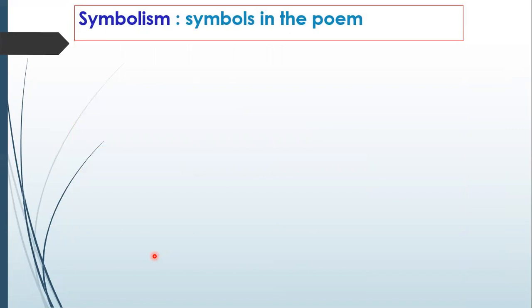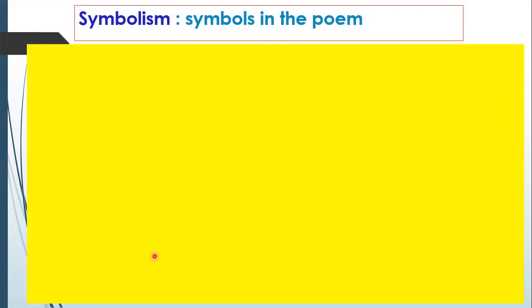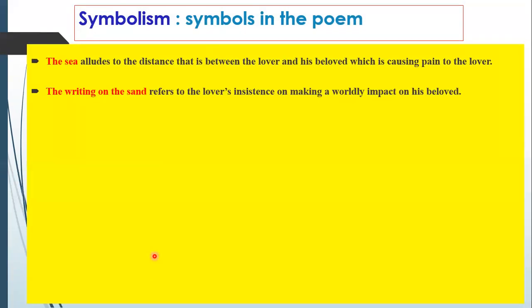And then symbolism. The poet used many symbols in the poem, as we will see here. So first, the sea can be a symbol that represents the distance between the lover and his beloved, which causes pain to the lover. So here the distance is just breaking the bridges between them. The writing on the sand refers to the lover's insistence on making a worthy impact on his beloved.